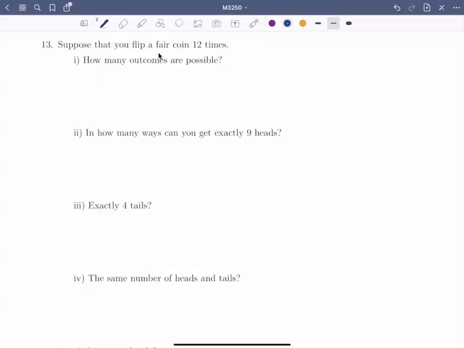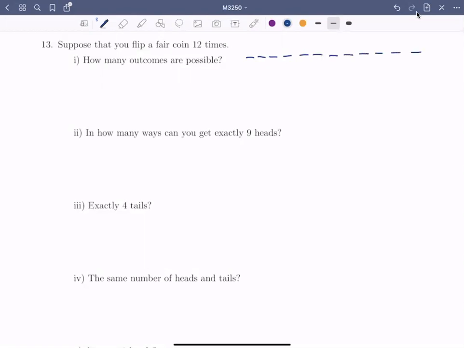Next, we're going to consider what happens when we flip a coin 12 times. The fact that it's fair just means that it's equally likely to be heads and tails. That's irrelevant for us. But we're flipping a coin 12 times, and we want to know how many outcomes are possible. So there's going to be 12 different events that happen, or 12 different things that we can think of.